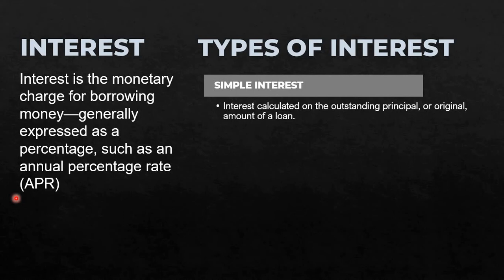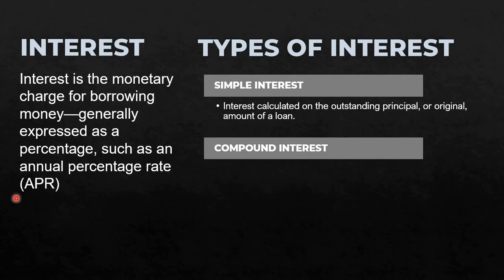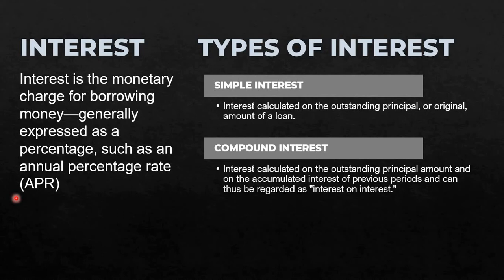Then, yung next natin is the compound interest. And again, ito yung ginagamit natin when it comes to the application of time value of money. So, ano ba ang ibig sabihin ng compound interest? So, this is daw the interest calculated on the outstanding principal amount and on the accumulated interest of previous periods and can thus be regarded as interest on interest.